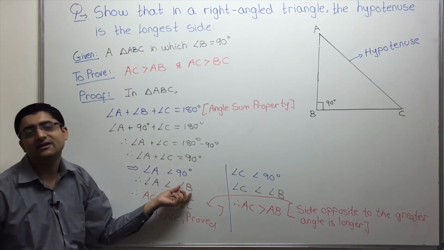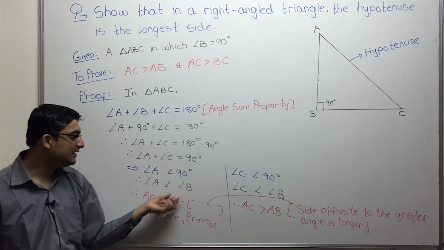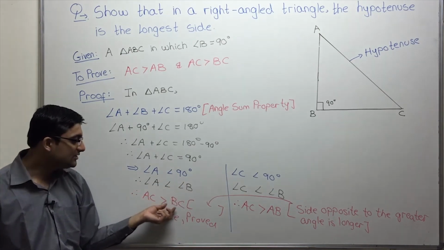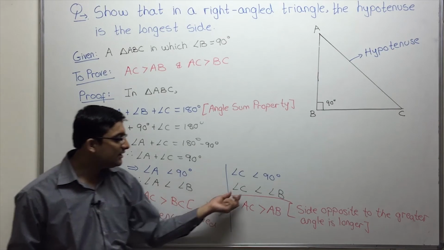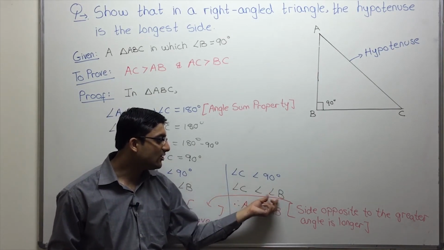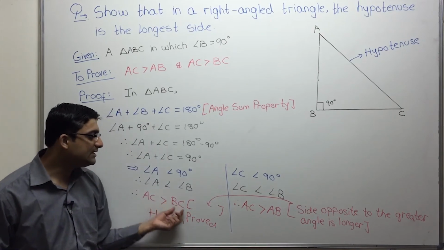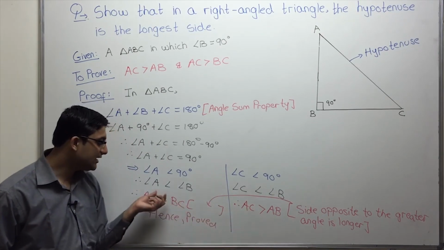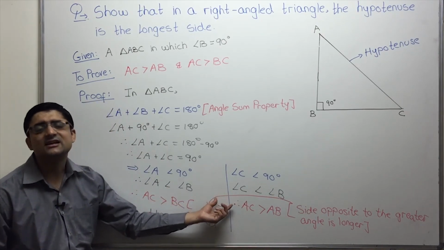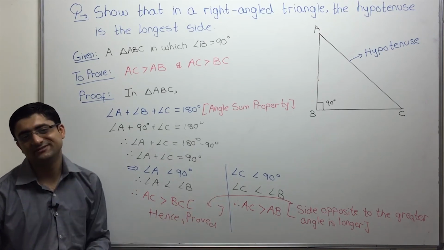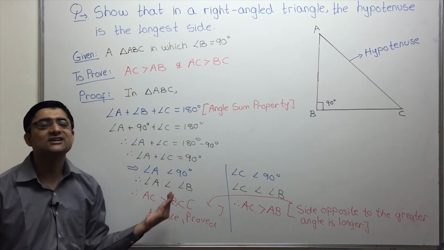Now what is 90? Angle B. So angle A less than angle B, so side opposite to angle B is greater than side opposite to angle A. Similarly, angle C less than angle B, side opposite to angle B is greater than side opposite to angle C. So AC is greater than BC, AC is greater than AB. So AC is bigger than the other two sides, hence AC is the longest side, hence proved. So this is how you solve such type of questions.